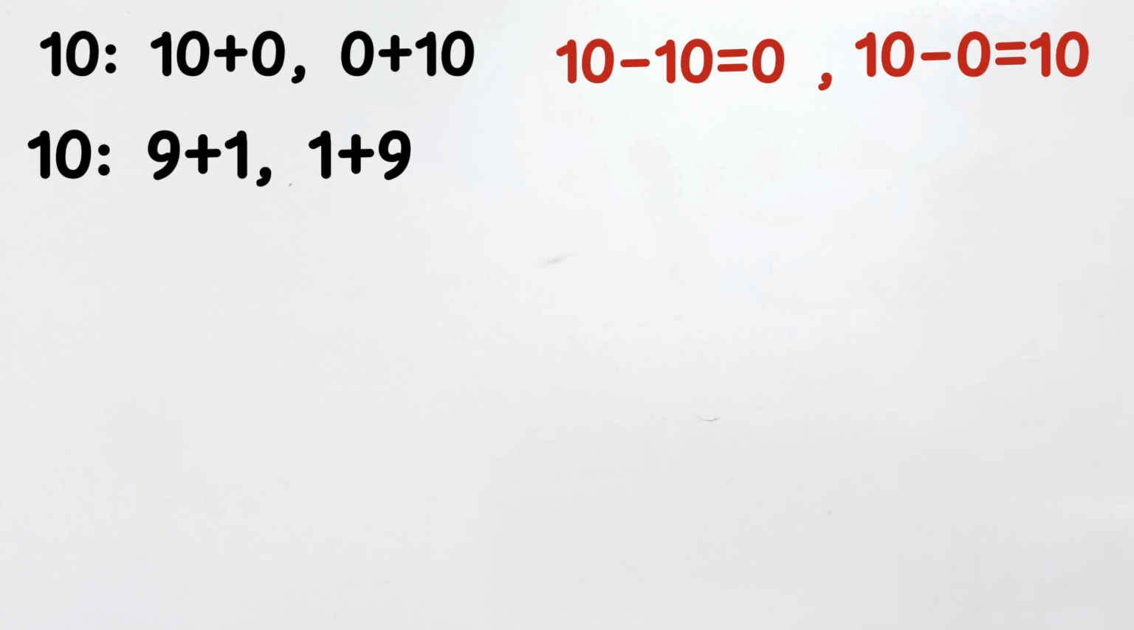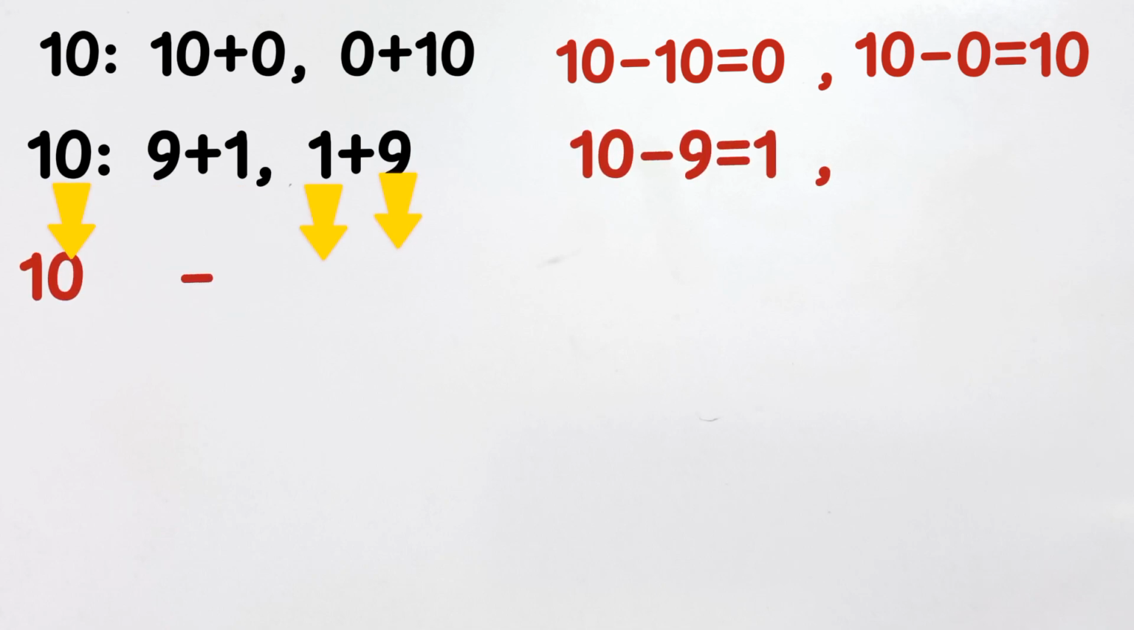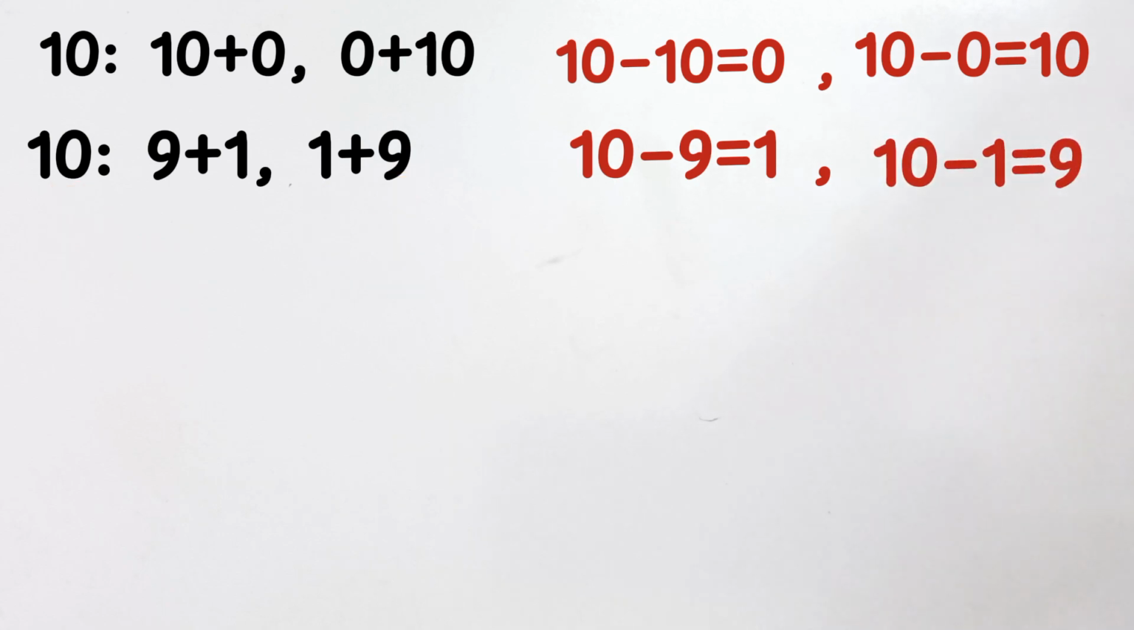Let us consider the next number bond of 10, 9 plus 1 and 1 plus 9. If we subtract one number of this addition pair from 10, the answer is the other number. 10 minus 9 equals 1 and 10 minus 1 equals 9. Knowing that 9 and 1 are an addition pair, we also know that 10 minus 9 equals 1 and 10 minus 1 equals 9.